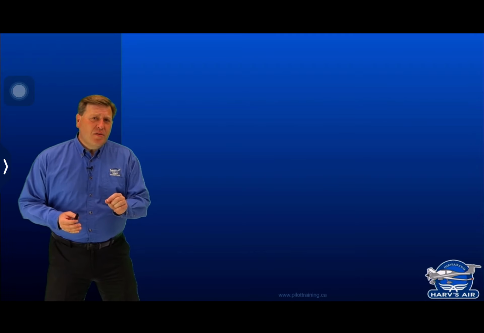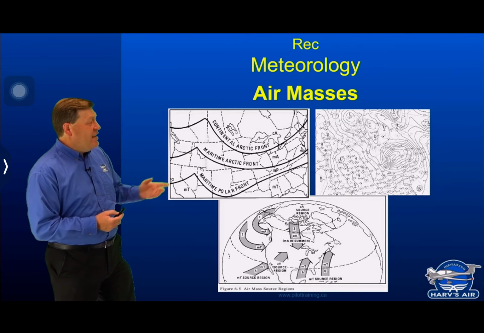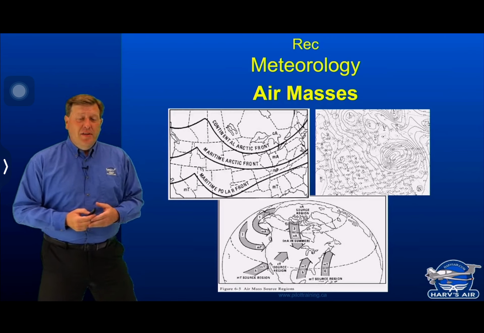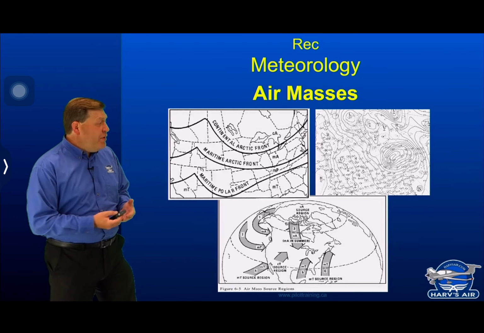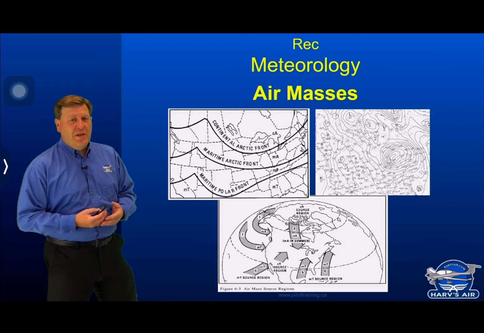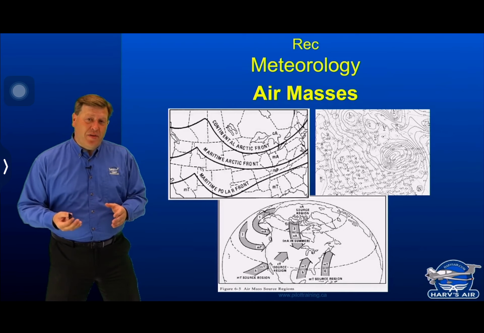And when a big parcel of air sits in a certain place on the earth and it starts to take on the properties of the earth below it, this leads to the development of what we know as the air mass. In this section, we're going to take a close look at the air mass, and we're going to see how, once air masses start to interact, it causes weather.